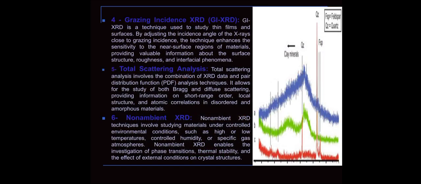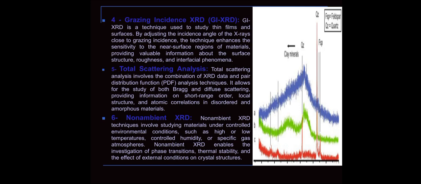Fourth one, grazing incidence XRD. It is a technique used to study thin films and surfaces by adjusting the incidence angle of the X-rays close to grazing incidence. The technique enhances the sensitivity to the near surface regions of materials. Fifth one, total scattering analysis. Total scattering analysis involves the combination of XRD data and pair distribution function analysis. It allows for the study of both Bragg and diffuse scattering.